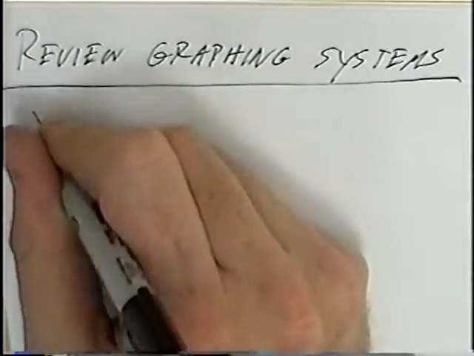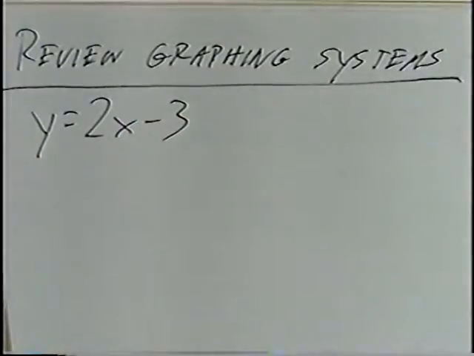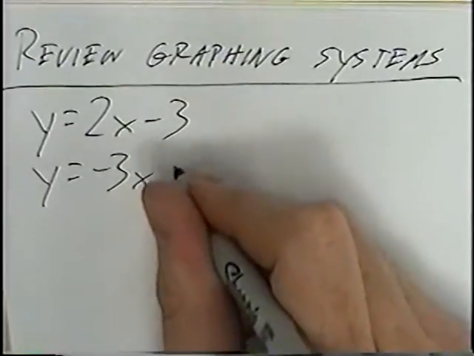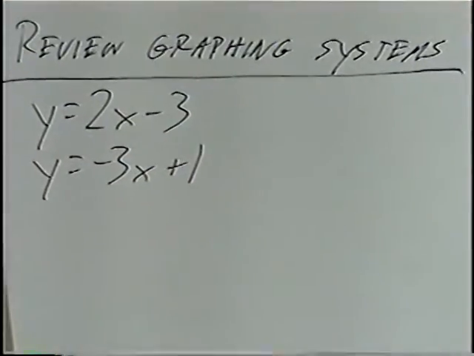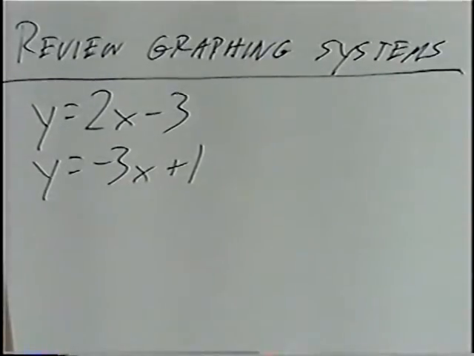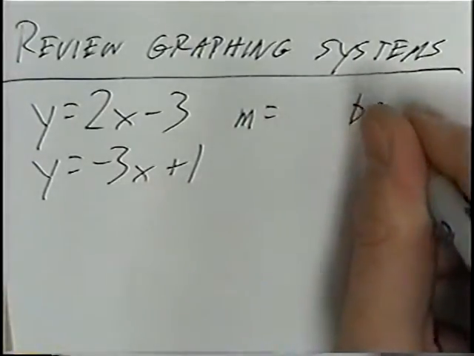First equation is y equals 2x minus 3. And the second equation, y equals negative 3x plus 1. Each of these equations are in slope-intercept form, or mx plus b form. So for each equation, we can find m equals and b equals.